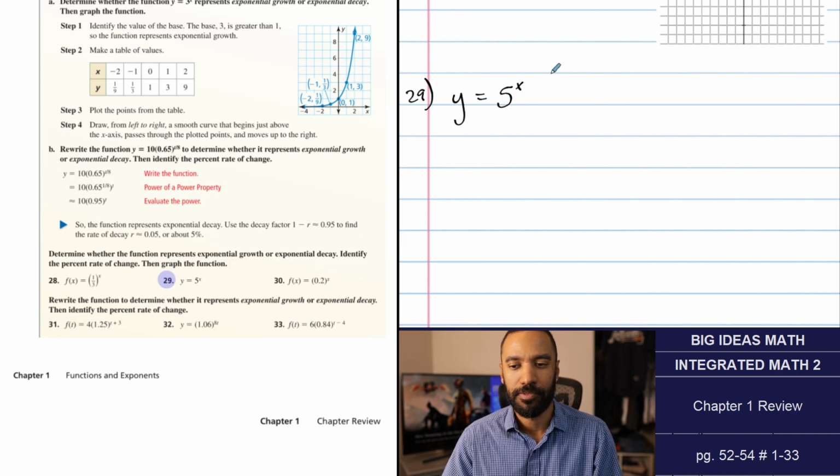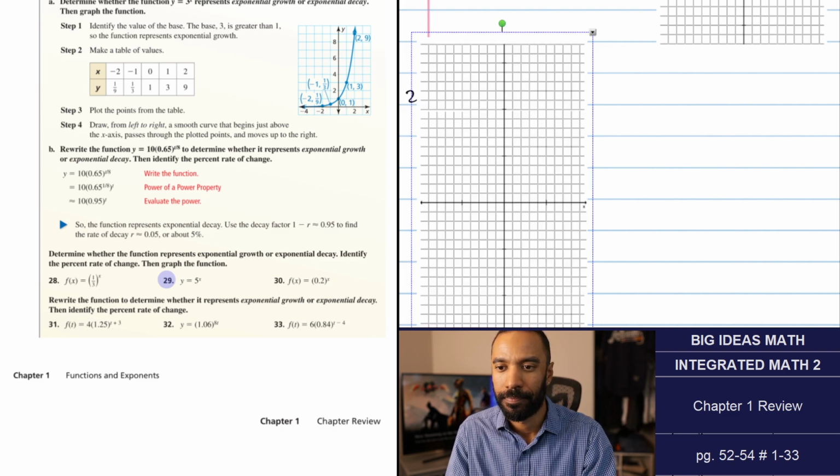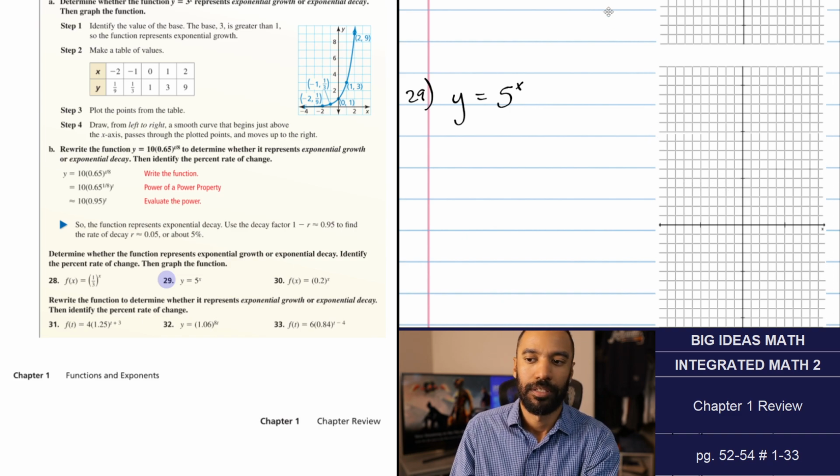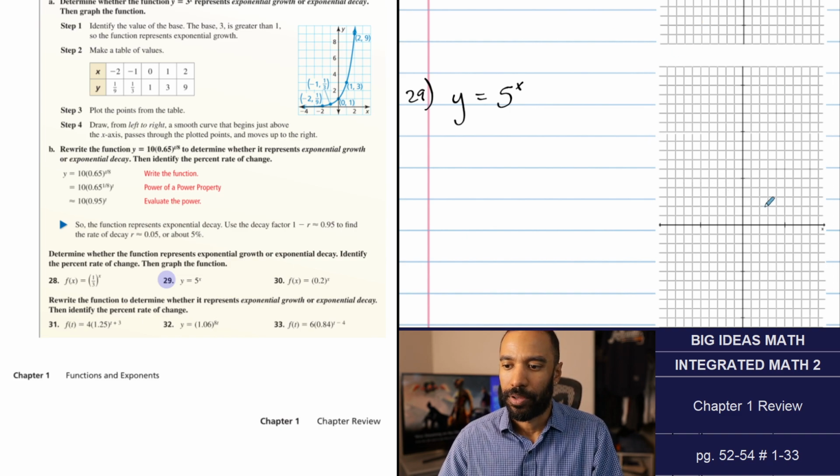Once again, it's 1 times 5 to the x power, as in the y-intercept is 1. If you substituted 0 for x, you'd get 1 for y. So once again, we're going to start right there. Every time x increases by 1, we'll multiply by 5. That makes this exponential growth. So times 5, boom. Times 5 would be 25.